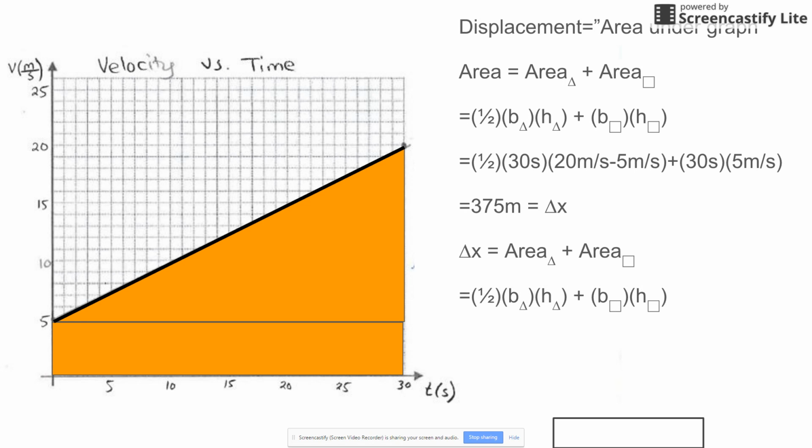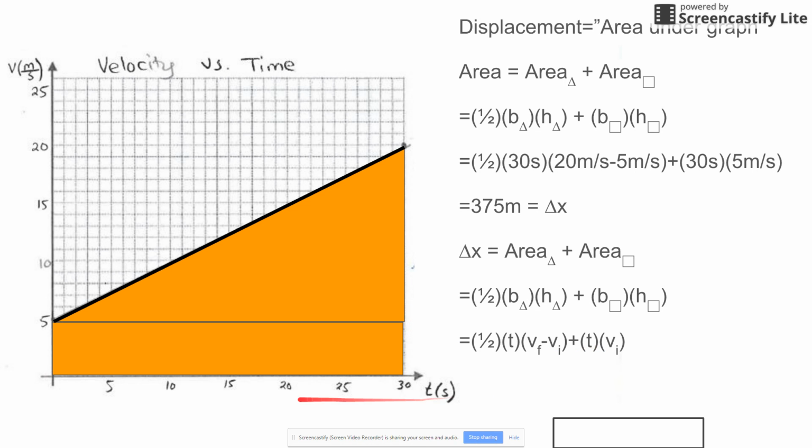So we start off, again, displacement is equal to the area of the triangle plus the area of the rectangle. But instead of plugging in numbers, I'm going to plug in the variables that correspond to these different heights and bases. So, for instance, for the triangle, we know that it's 1/2 times the base of the triangle. Well, the base of the triangle is equal to this time interval, or 30 seconds. So this would be time. The height of the triangle is going to be equal to my final velocity minus the initial velocity.